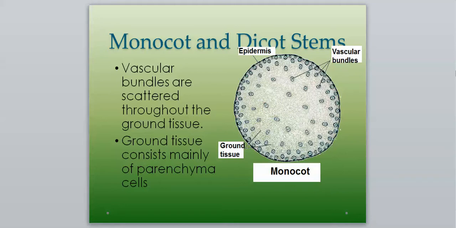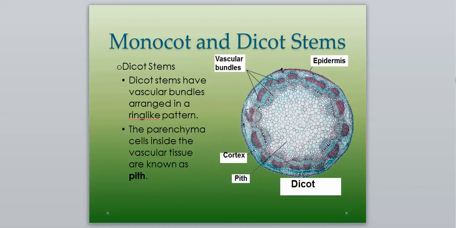So now we're going to look at the cross-section of a dicot. And as we can see, in dicot stems the vascular bundles are arranged in a ring-like pattern. So these bigger globs out here with the purple and the blue, those are our vascular bundles. As you can see, there are none in the center. They're all in a ring-like pattern going around the outside. And then the parenchyma cells inside the vascular tissue, for some reason, are known as pith. That's just what they're called. So this filler material inside of here is known as the pith of the stem, and the vascular bundles go around the outside. And so that is it for this one. If you have any questions, let me know.